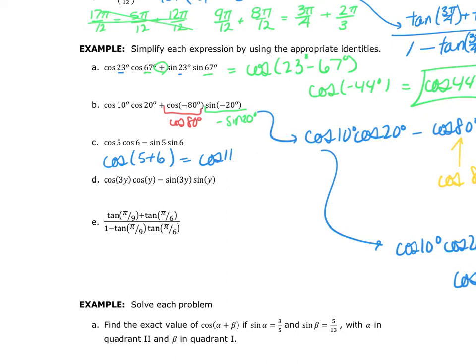Oh, look, we have it again. Cosine, cosine, sine, sine. So this is going to be the cosine of 3y plus y, so just the cosine of 4y, and that's as good as that one gets. Let's take a look at my next one.